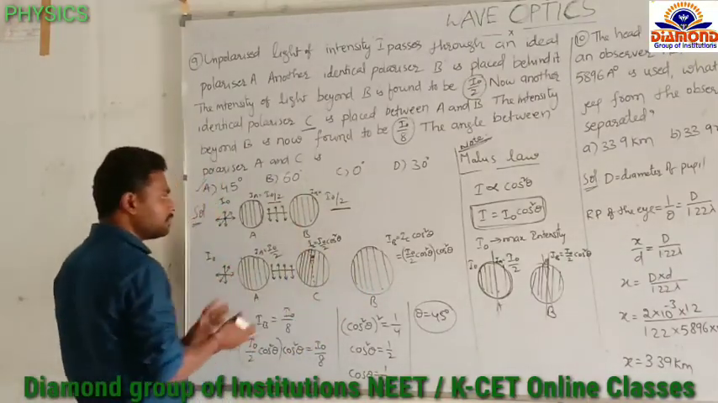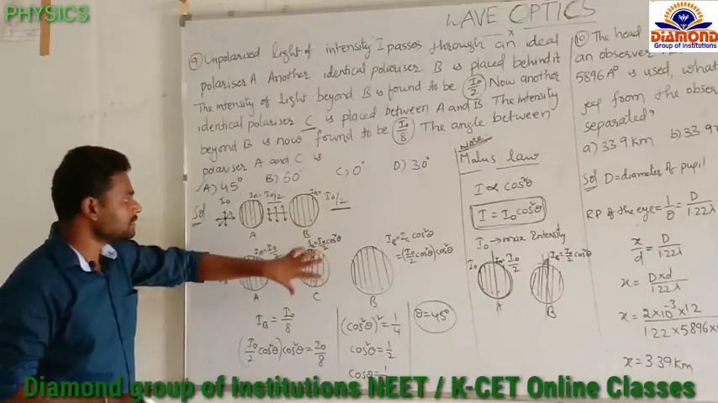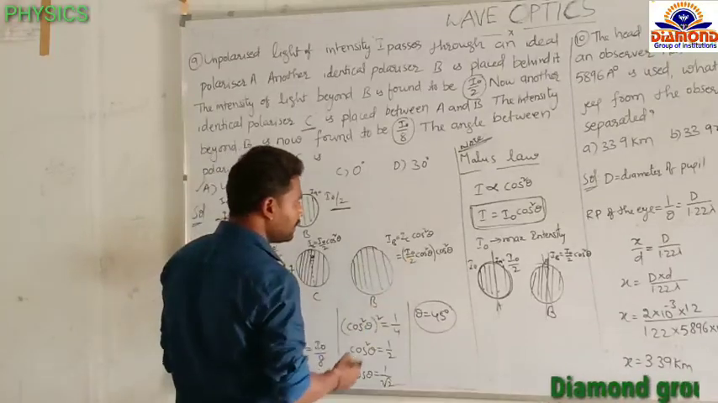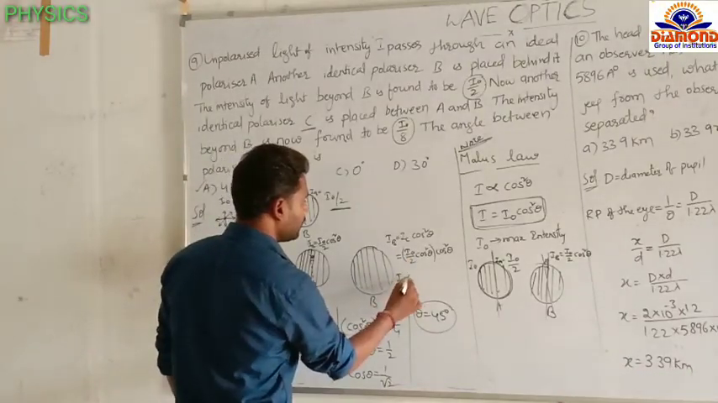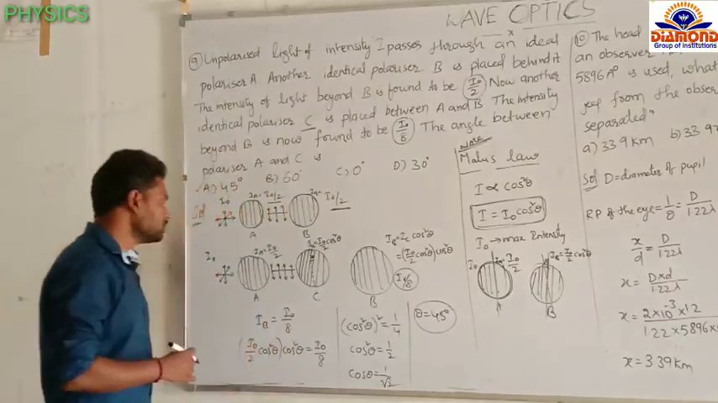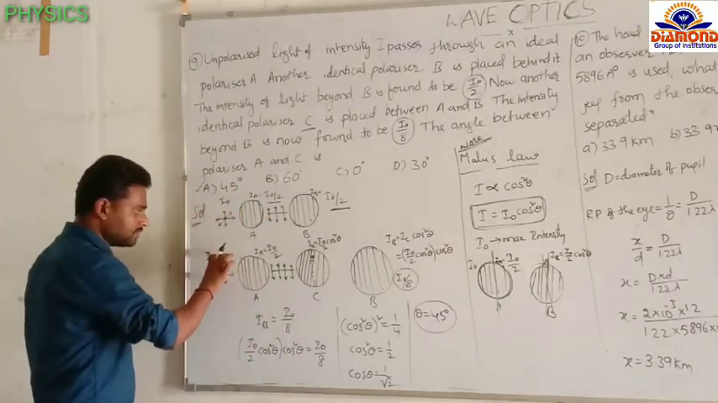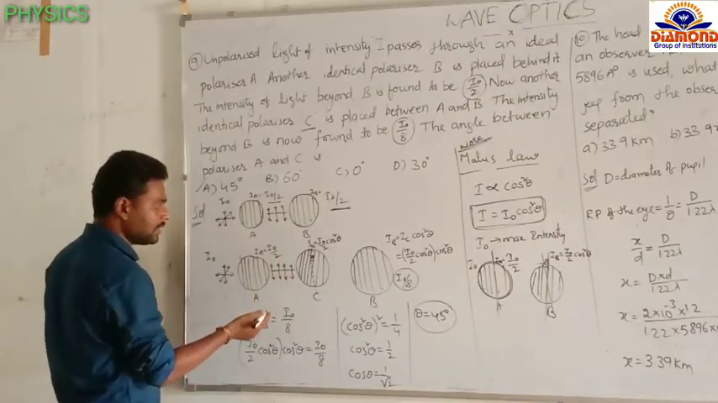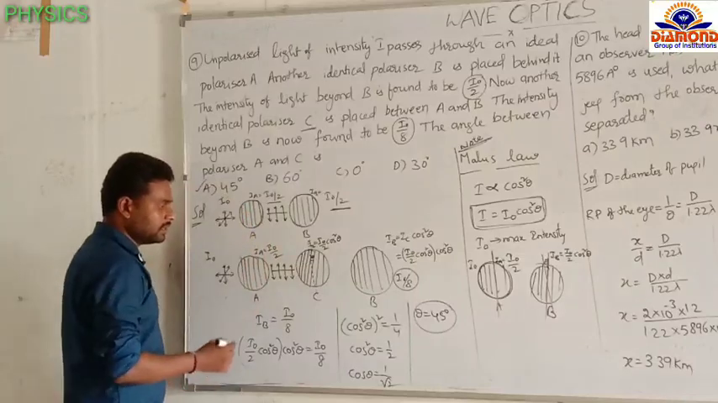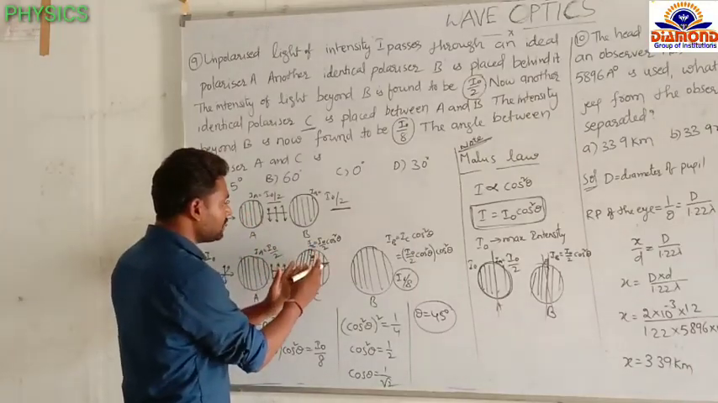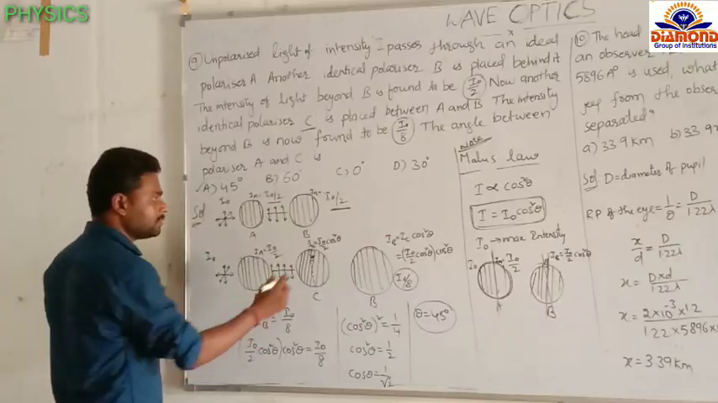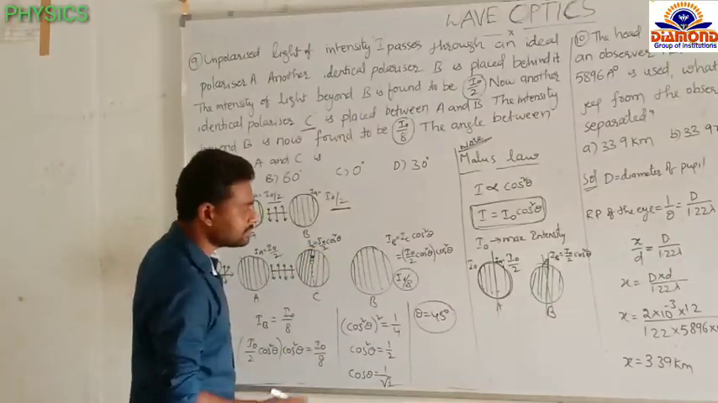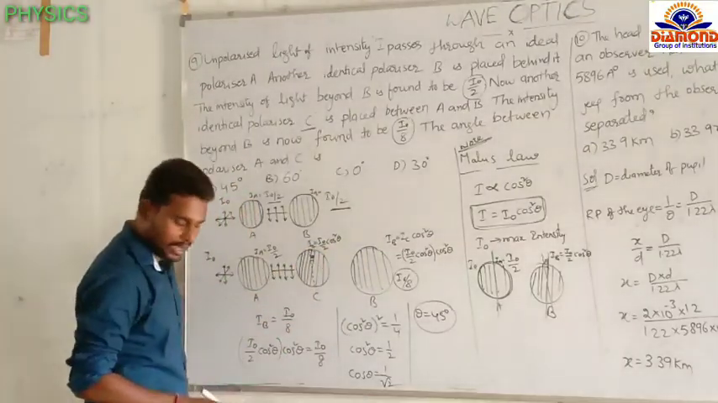In the second case, between A and B they are keeping one more polarizer. By keeping the polarizer C between A and B, the intensity of the light after passing through B is I naught by 8. First, unpolarized light passes through polarizer A, and the intensity becomes half, I naught by 2. Next, this polarizer C makes some angle with A. Suppose it makes theta angle with A. Then C will also make the same angle with B, because A and B are parallel to each other.